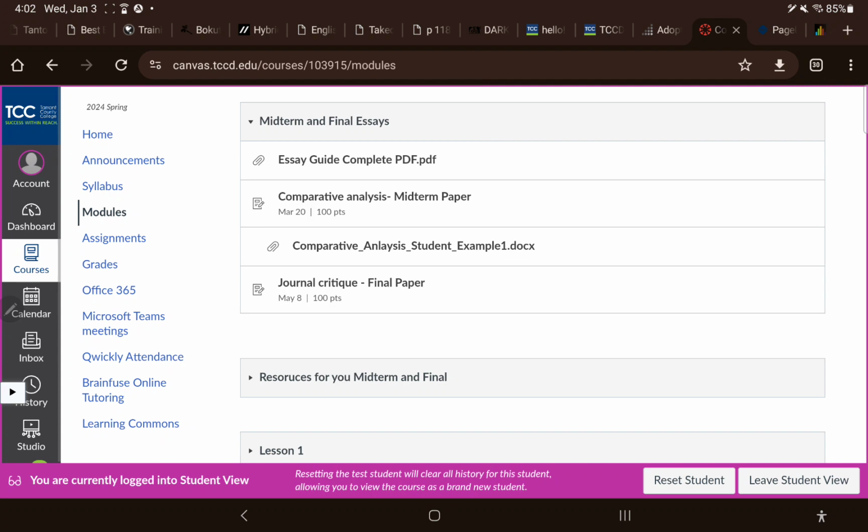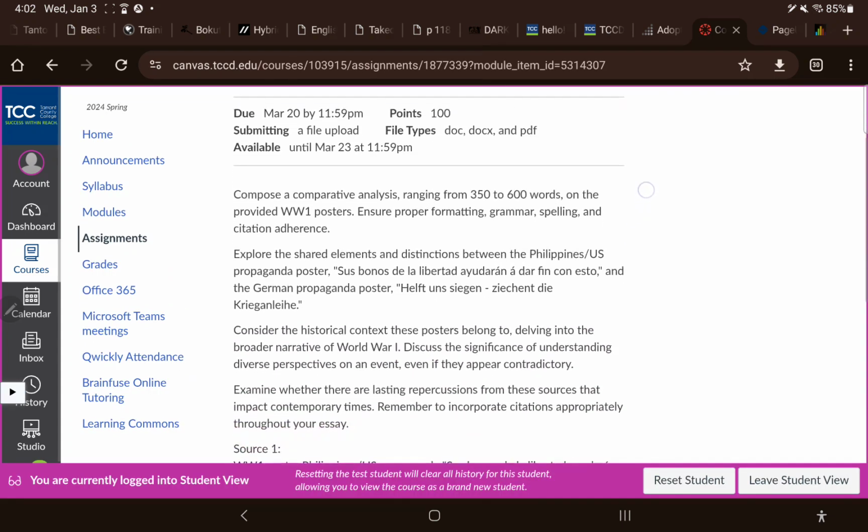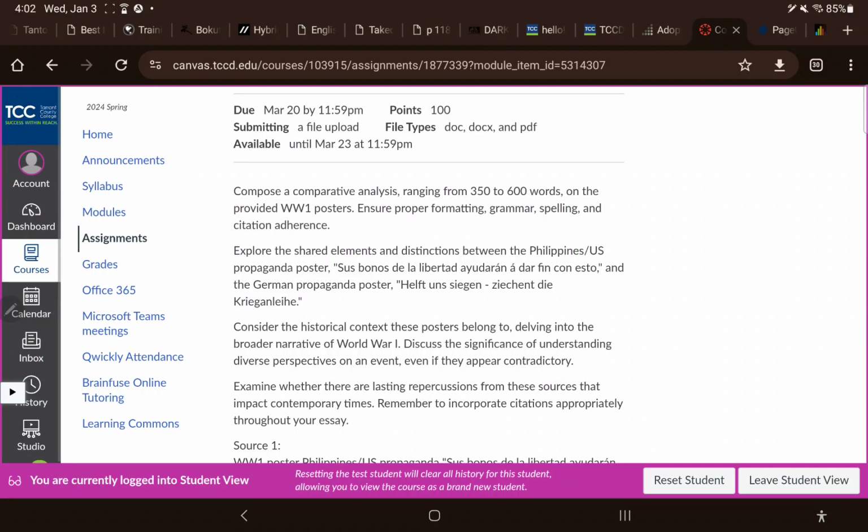Let's look at your midterm paper. This is due on week 8. 350 to 600 words on these World War II posters. Ensure proper formatting, grammar, and spelling, and citation adherence. Explore the shared elements and distinctions between this Philippines / U.S. propaganda poster of World War I and the German propaganda poster.